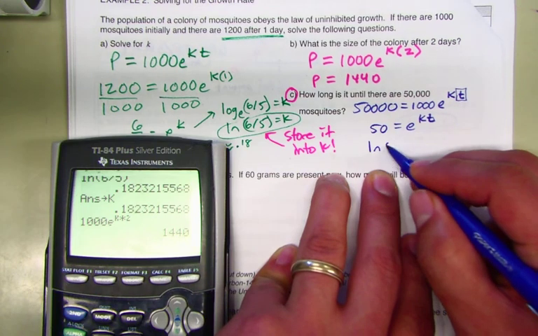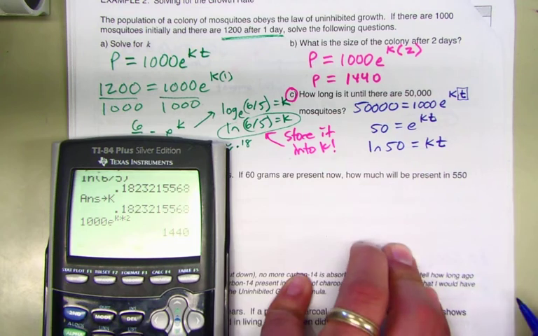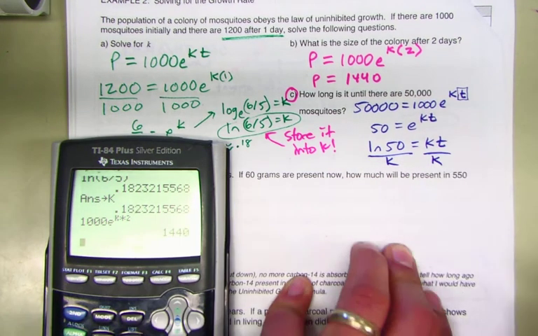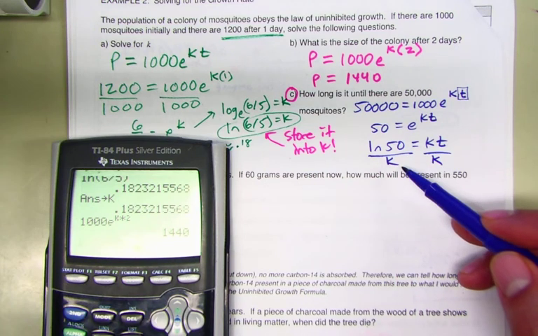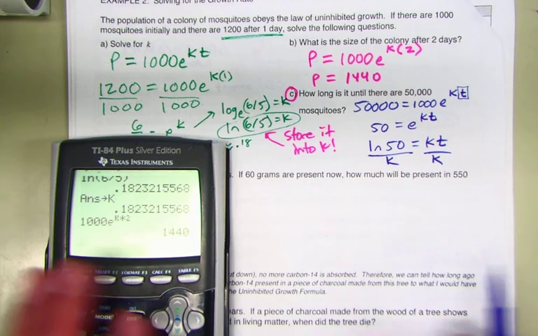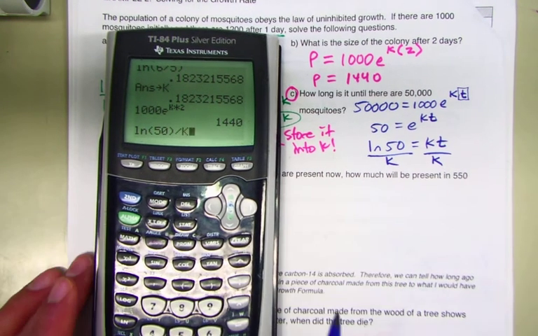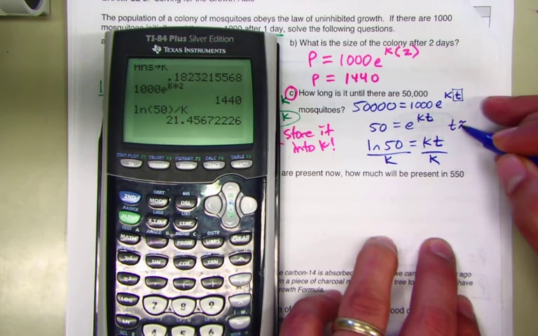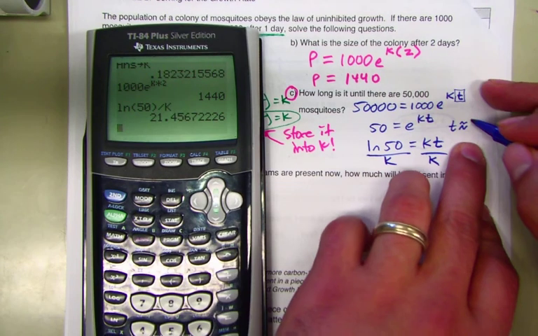So if you've done things right, you should get to a point where you're doing natural log of 50 divided by K. We've stored it, right? So it's not a big deal. We just type that in: natural log 50 divided by K. And so now we're getting about, what unit of time are we in here? Days? So about 21.46 days. Okay? Any questions on that?